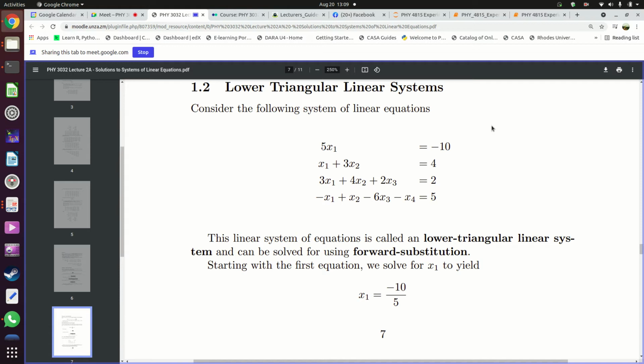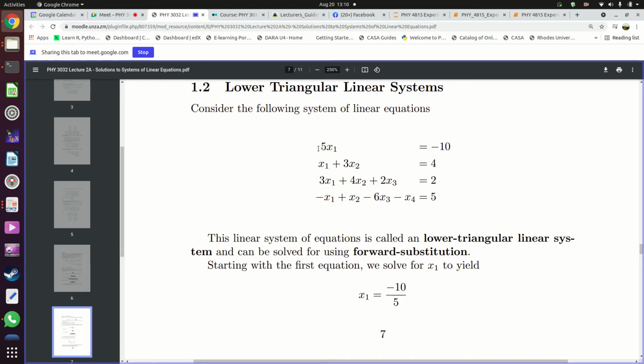Now, in the case of a lower triangular matrix, we do the opposite. Wherever the row numbers are less than the column numbers, we set those to be equal to zero. So we do the opposite. And when you do that, you basically end up with something which looks like this.